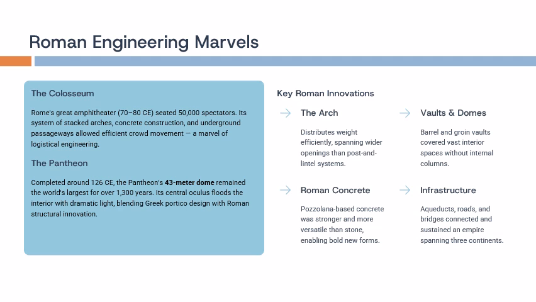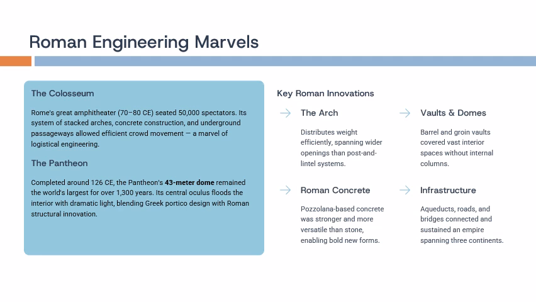Coming to the Pantheon, completed around 126 CE, its 46 meter dome remained the world's largest for over 1300 years. Next, key Roman innovations: they mainly contributed arches, walls and domes, and then invented Roman concrete, along with infrastructure.